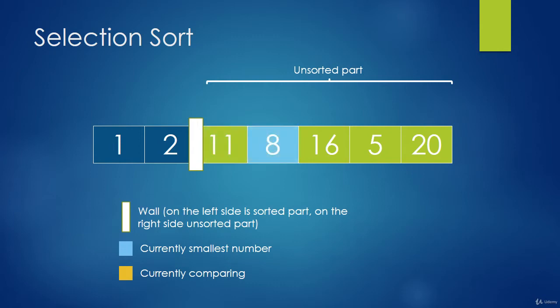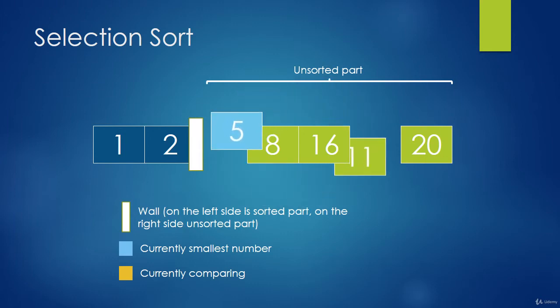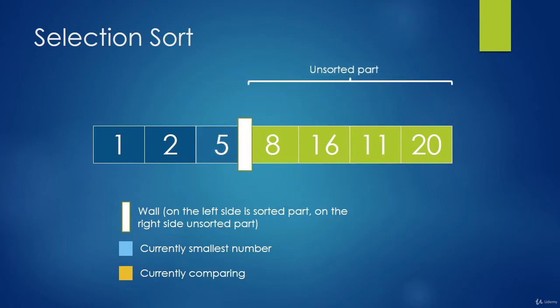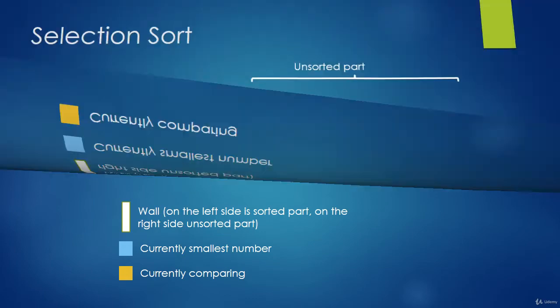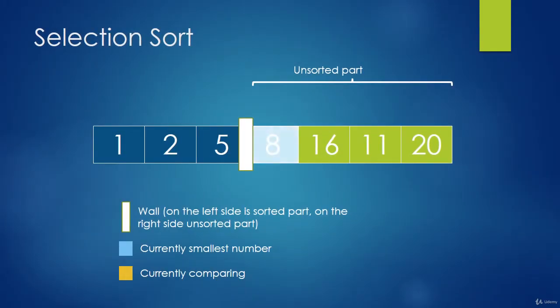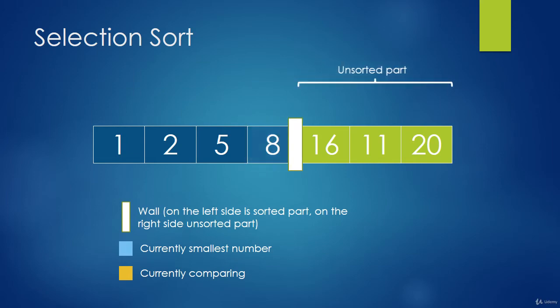8 is our new smallest number, moving on to 16 where nothing happened. Now we compare 8 and 5. We compare 5 to the numbers behind and see that 5 is smallest. We swap it with first number and move our wall by one number. In the next iteration, we find out that 8 is the smallest number in unsorted part. But 8 is already first number in unsorted part. Well, that is just less work for us, because we don't have to swap anything. We just move our wall.